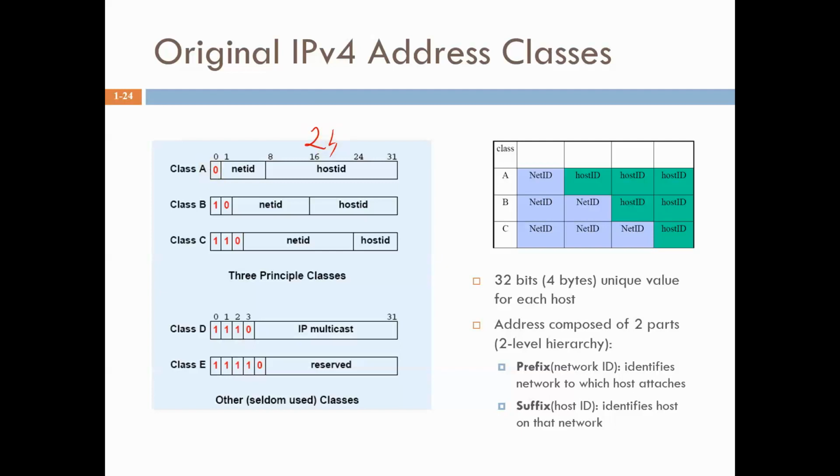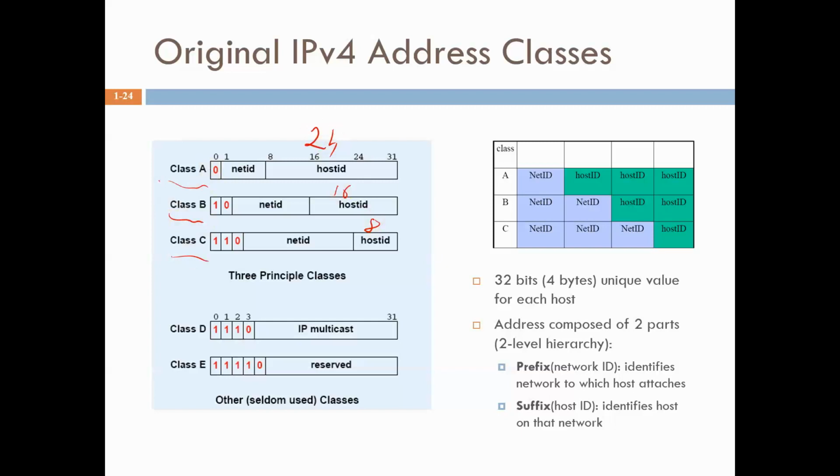Okay, if the address starts with 10, that means you have 16 bits for the net ID and 16 bits for the host ID as well. Class C, you have 24 bits. It starts with 110. You have 24 bits for the net ID and 8 bits for the host ID. So the biggest address space was Class A, followed by Class B, and then Class C. This was what was being used before having classless interdomain routing.